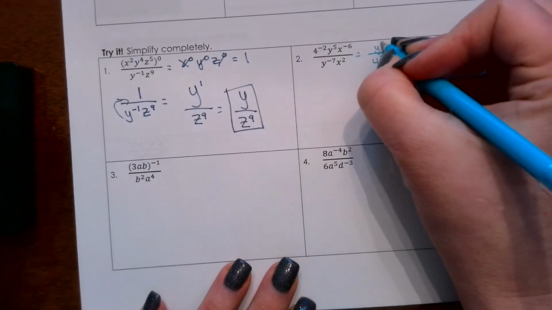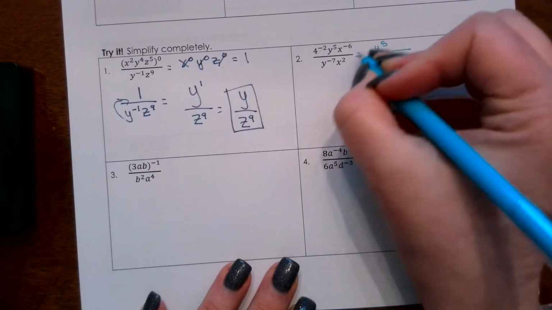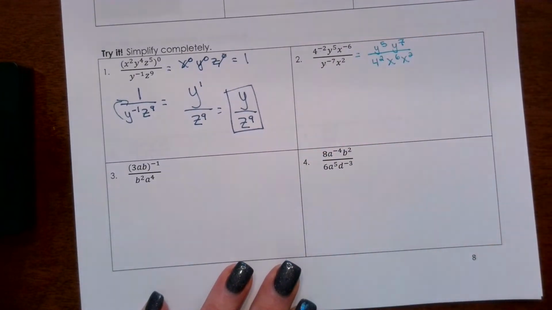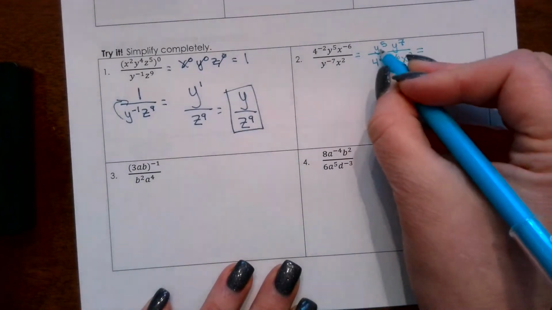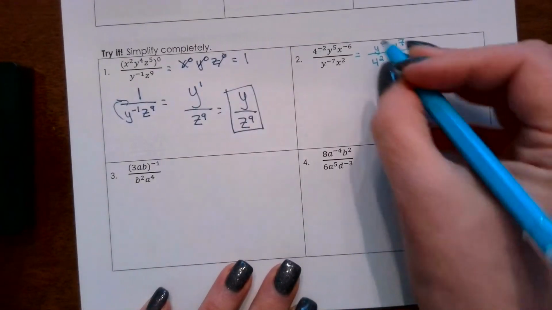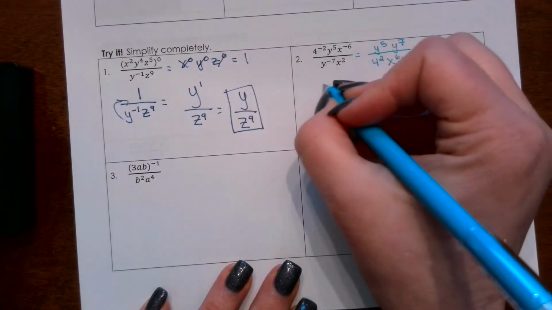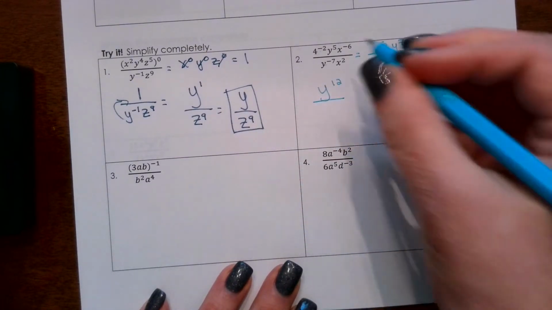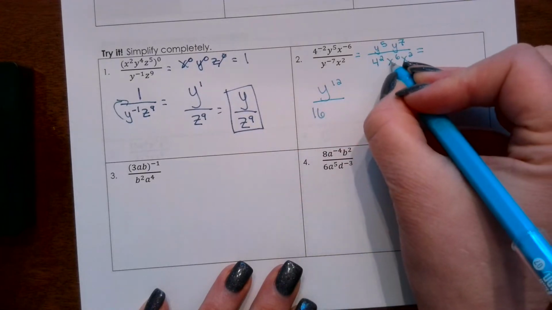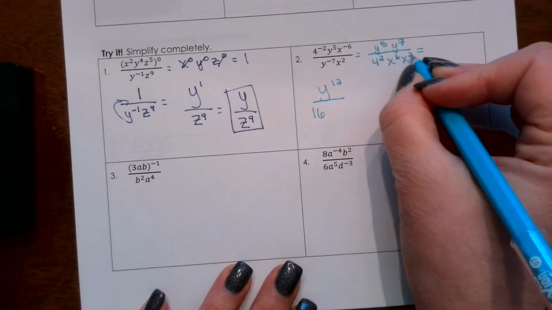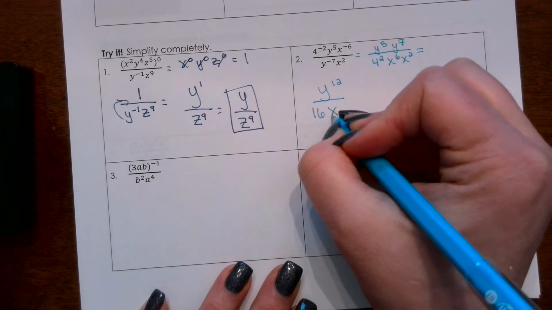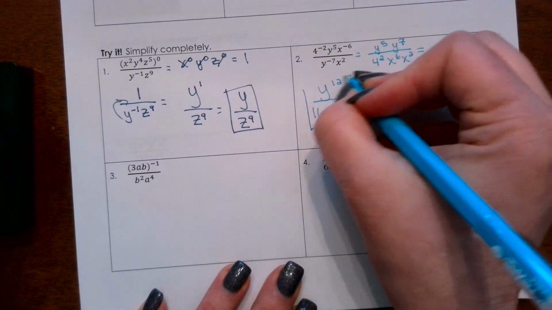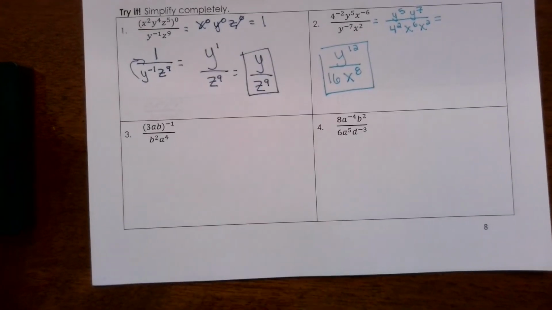Y to the fifth stays. X to the sixth moves down. Y to the seventh moves up. X squared stays down. Alrighty, same base, so I've got a product of powers. Y to the 5 plus 7 is going to be y to the 12th. I have 4 squared, that's 4 times 4, or 16. And I have x, same base here. I'm going to add 6 plus 2 and get x to the power of 8. I now have nothing further I can do, so my expression is simplified.